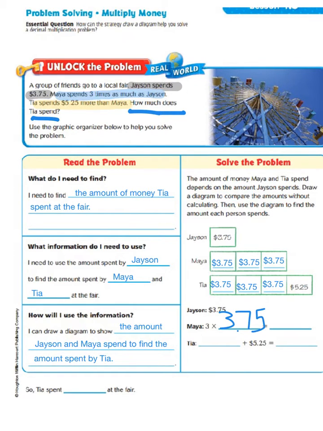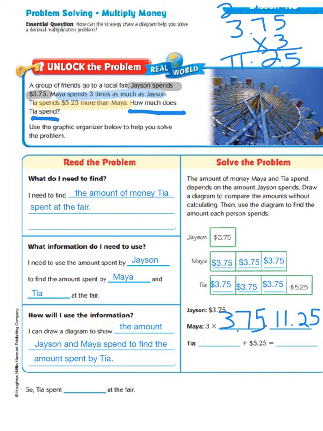And that will be $3.75 times 3. And 5 times 3 is 15, carry our 1. 7 times 3 is 21, 22, carry our 2. And 3 times 3 is 9, plus 2 is 11. Now we have to go back over because we have in one of our factors 2 place values to the right of the decimal, and in our answer we need to have 2 place values to the right of the decimal. So our answer is going to be $11.25. And that's how much Maya has spent.